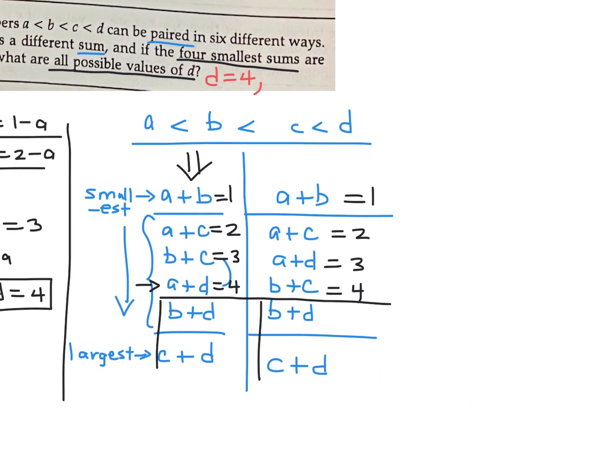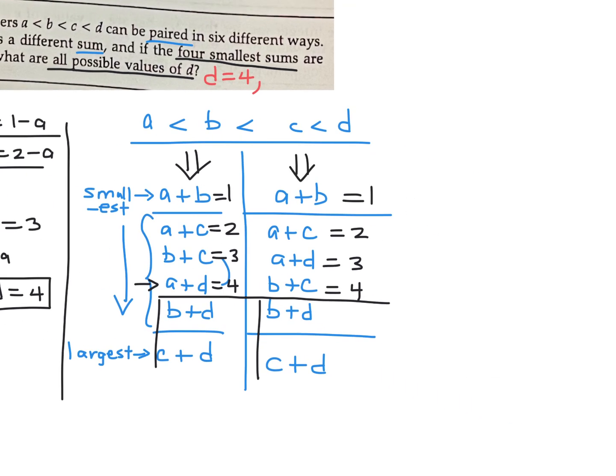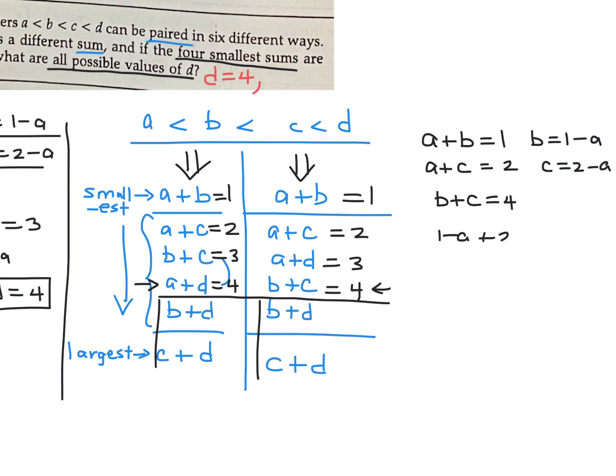To get the other value, we're going to use these guys, that whole set, in the exact same way. So A plus B is 1. So that means B is equal to 1 minus A. A plus C is 2. So that means C is equal to 2 minus A. And then B plus C this time is 4. So that means 1 minus A plus 2 minus A is 4, so 2A is equal to minus 1. So A is equal to negative a half.